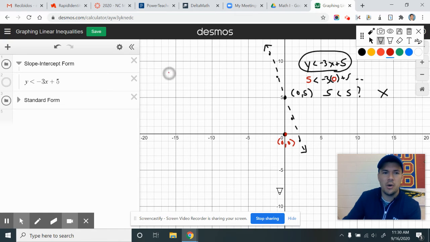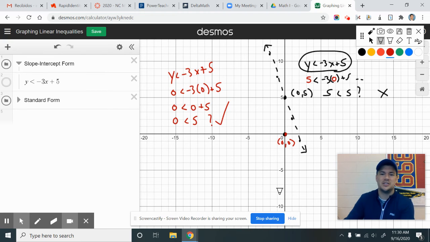Now let's go back to this inequality: y is less than negative 3x plus 5. I'm going to substitute 0 in for y, copy everything down, and substitute 0 in for x. Let's just see what happens. This is a statement that says 0 is less than negative 3 times 0, which is 0, plus 5. So is 0 a number that is less than 5? Is 0 less than 5? The answer is yes. Yes, it is less than 5.